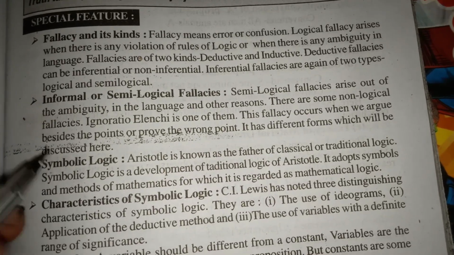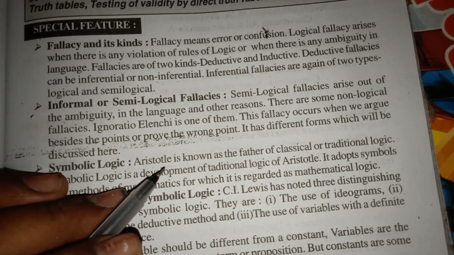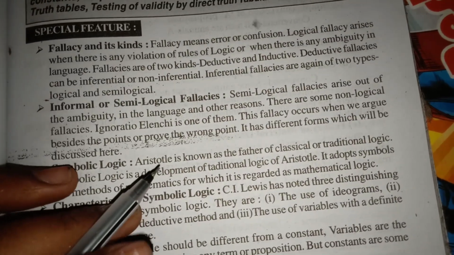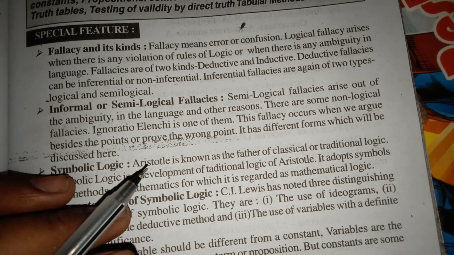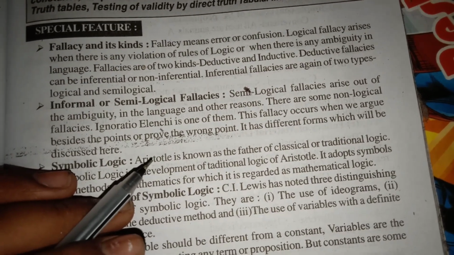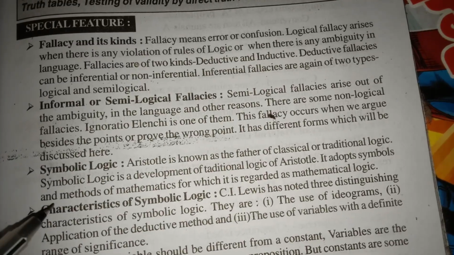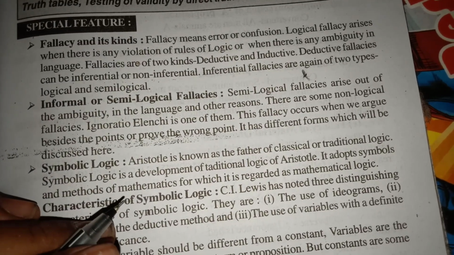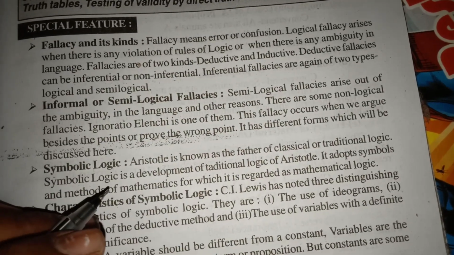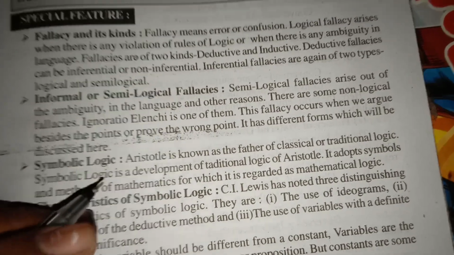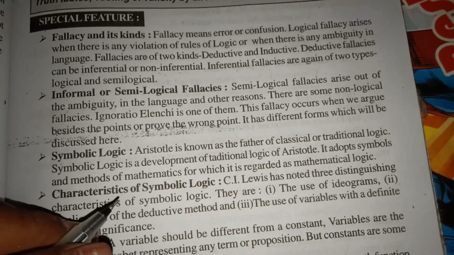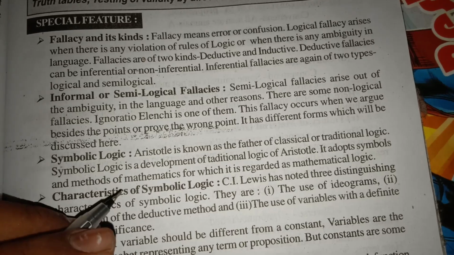Symbolic logic. Aristotle is known as the father of classical or traditional logic. Again, a 1 mark question: who is the father of traditional logic? The answer is Aristotle. Symbolic logic is a development of the traditional logic of Aristotle. Symbolic logic is related to the logic of Aristotle. It adopts symbols and methods of mathematics, for which it is regarded as mathematical logic.